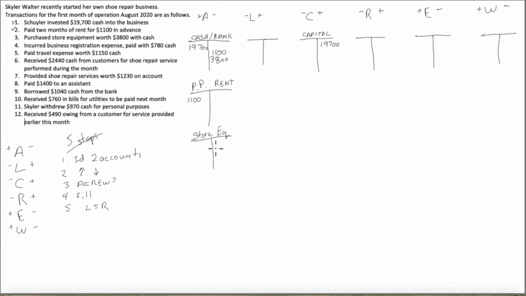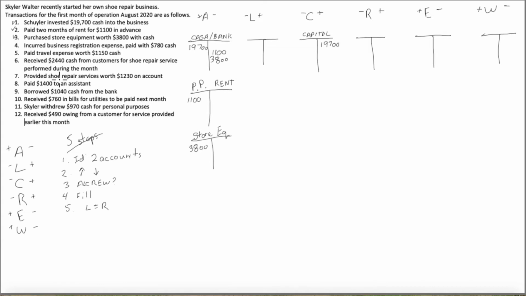And do we have more store equipment? Yeah, because we purchased it. So now we have, on the plus side, $3,800, and we're following the steps, we're filling it out. And last but not least, does left equal right? Yes, it does. Perfect. Check.